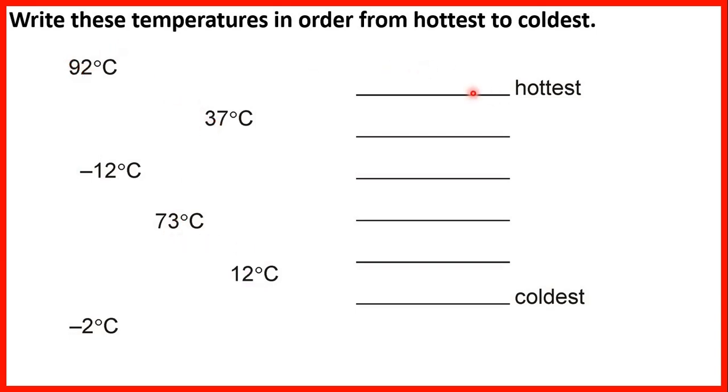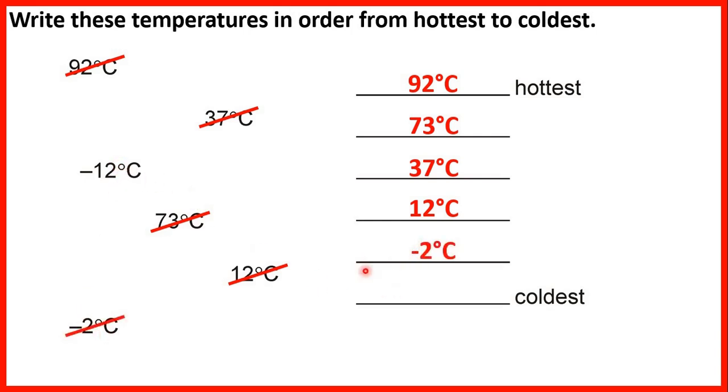So our hottest temperature is the largest positive number, so that's 92 degrees, and it's useful to cross them off as we write them. Then the next largest number is 73, then we have 37, 12, so we have -2 and -12. So -2 is next, and then our coldest temperature is -12. -12 is colder than -2 because 12 is larger than 2.